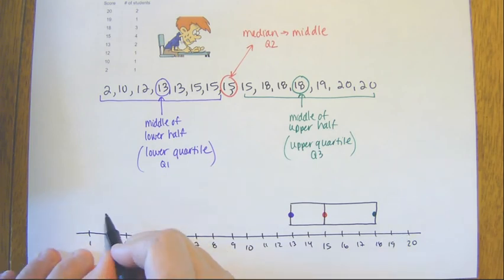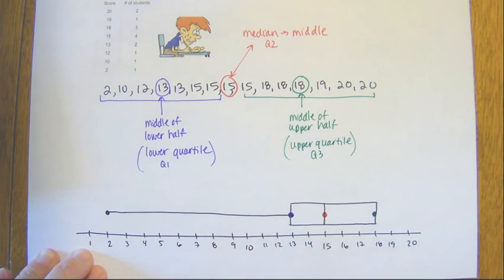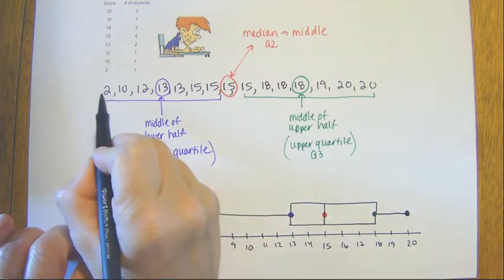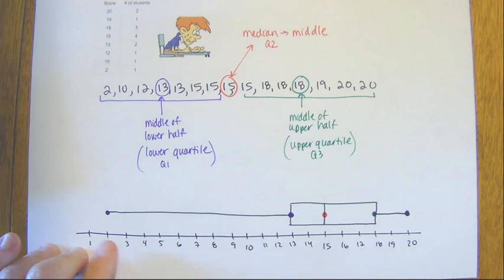So I have a number at 2, there's one whisker, and then I've got a number at 20, there's another whisker. This whisker is so long because that 2, that kid didn't study for the quiz. That is what we would call an outlier. So that's why this whisker is so much longer than that whisker. I hope that helps a little bit.